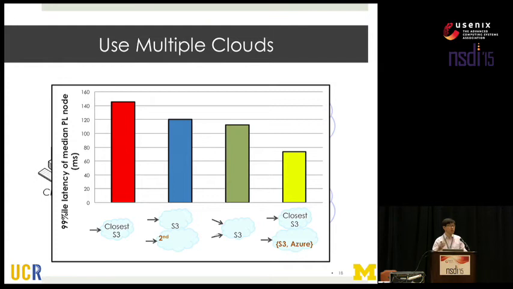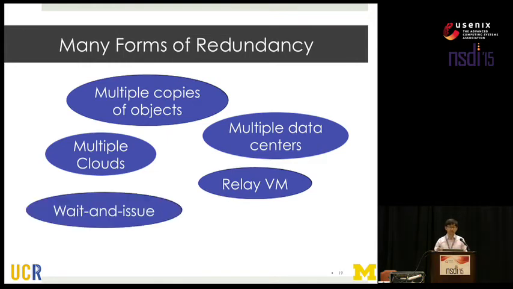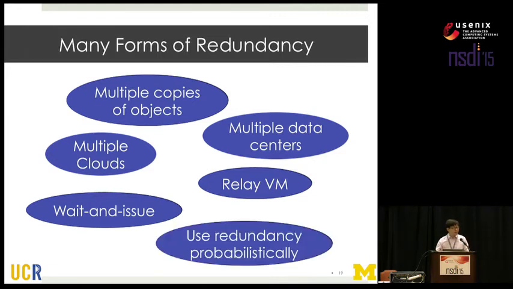So now I have told you some forms of redundancy that can help reduce tail latency. And there are some other forms of redundancy that can help reduce cost. For example, we can use a relay VM to reduce data transfer cost. We can set up a timeout for issuing redundant requests. We can even use redundancy probabilistically. And the application can choose to combine some or all of these redundancies to meet application requirements.